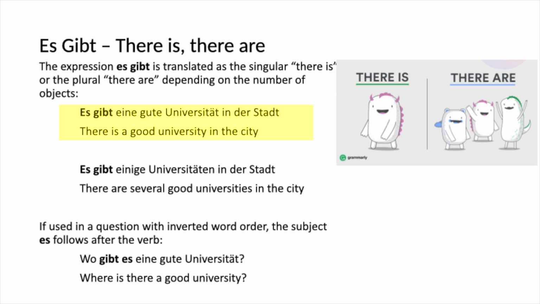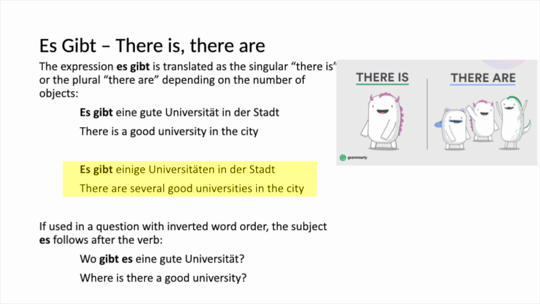So this allows us to assert, in a certain sense, more simply the existence of a variety of different things without having to take consideration of whether they're singular or plural. Whether it's one university or many, we have es gibt. If we were to change the number of the university to several, it would still be es gibt einige Universitäten in der Stadt, rather than es gibt eine gute Universität in der Stadt.